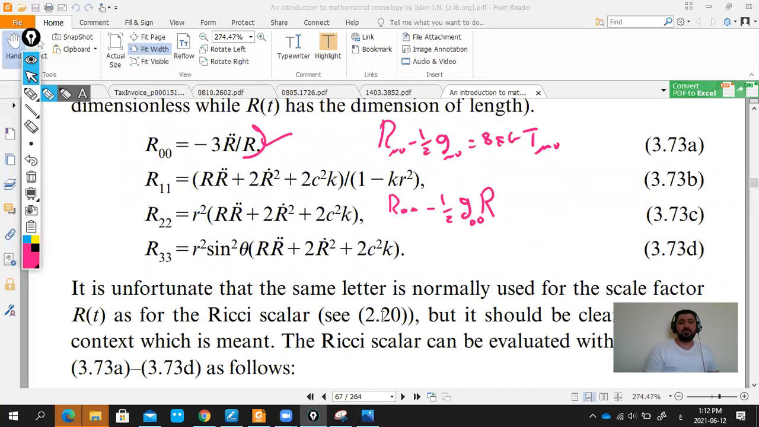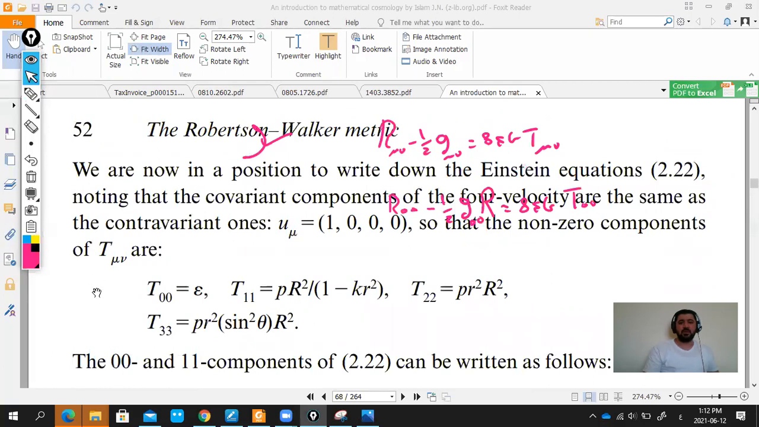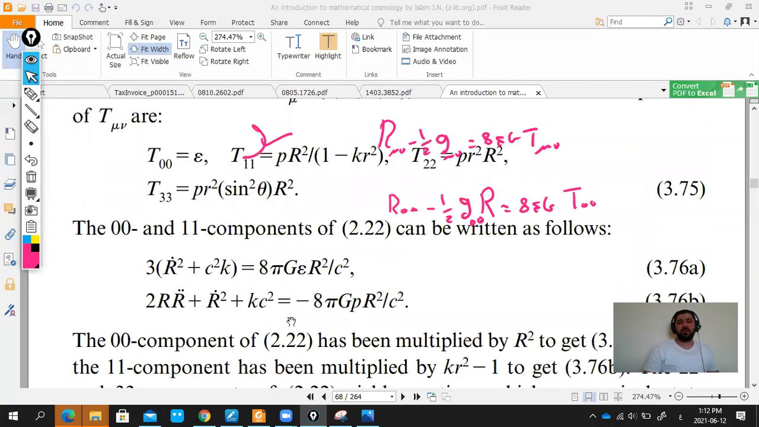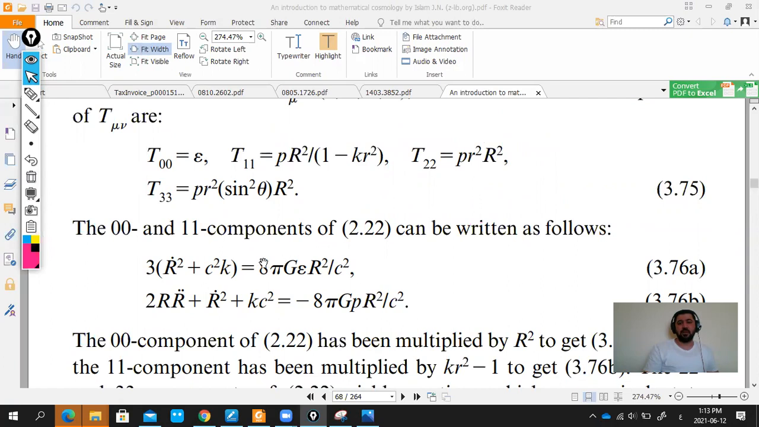And it equals 8 pi G T00, and we also found what T00 is. So this T00 is the energy density. And if we combine them together, we'll find this equation. And if we take the 1,1 components of the equation, we'll find this equation.